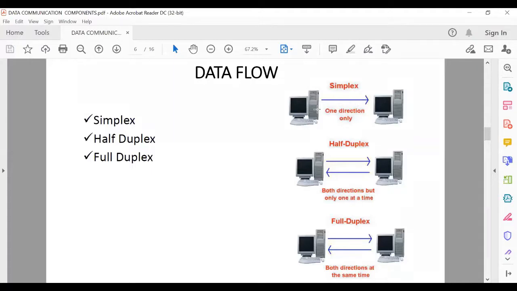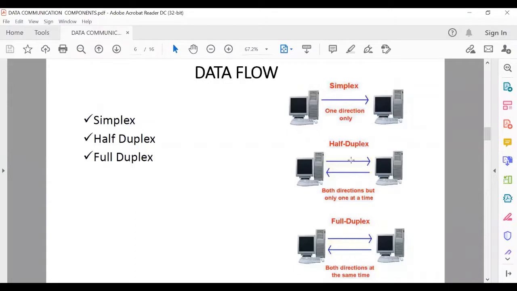Only one of the devices sends the data and the other one only receives the data. For example, suppose this is the CPU of the computer and there is a monitor which only receives the data. So only in one direction the data will be communicated. This is the simplex.